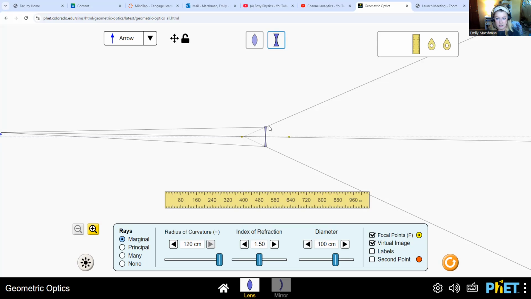So if I take these and I extend those light rays backwards, it appears like the light is basically converging at this point in space. So it's a virtual image because the light rays are actually diverging out on the right side of the lens, but the image is a virtual image that is actually being formed on the left side of the lens.